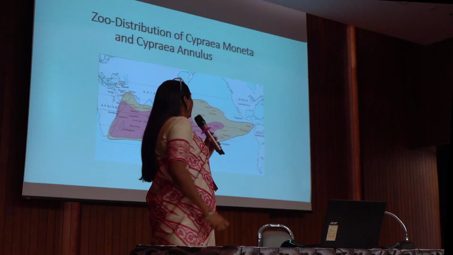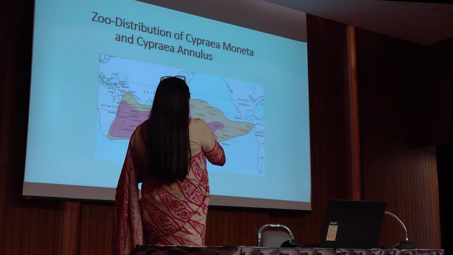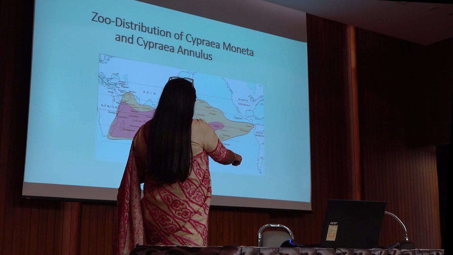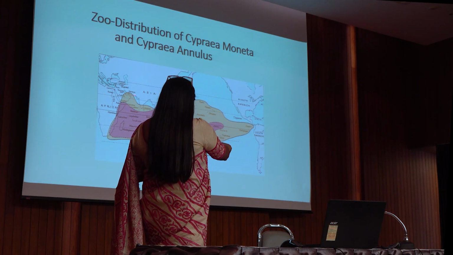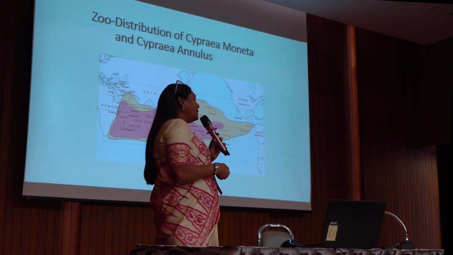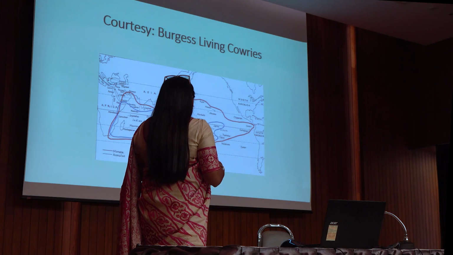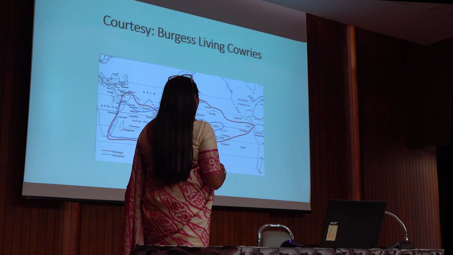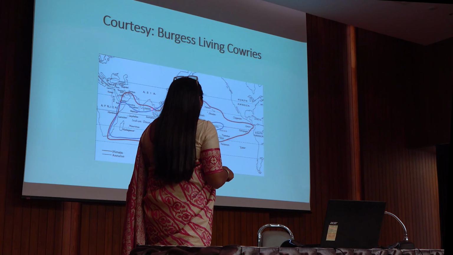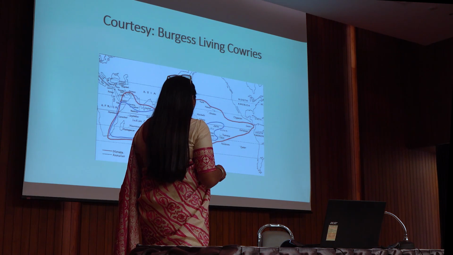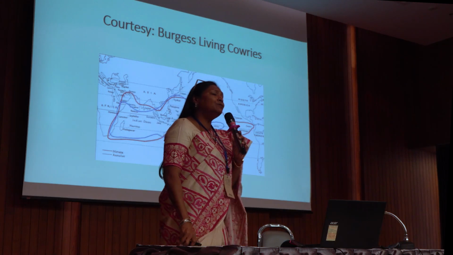because they are only found in this area. Just look at the map. So Cypraea annulus and Cypraea moneta are found here only. So it's not found in this area of India. So they had to procure it from the Indian Ocean, which is again very interesting. Now, the red line is the Cypraea moneta and the blue line is the Cypraea annulus. So India only had a little bit of Cypraea moneta in the down south, and Cypraea annulus was not found at all. But now let us come to Maldives.